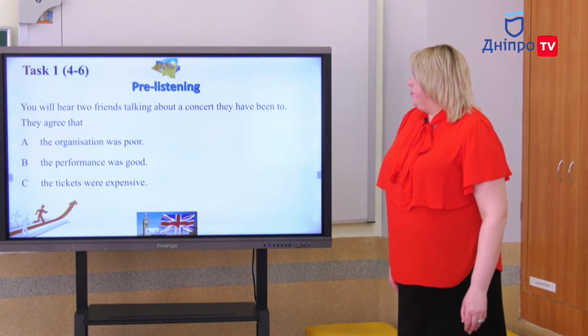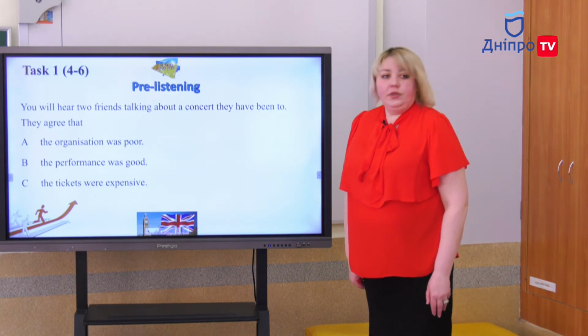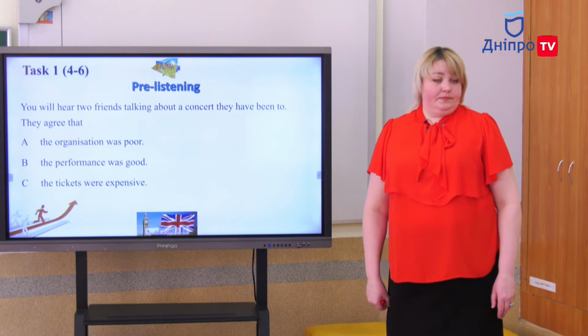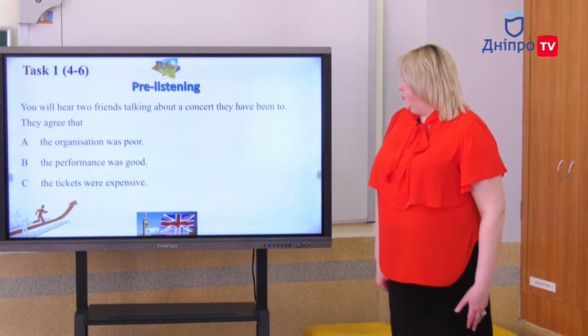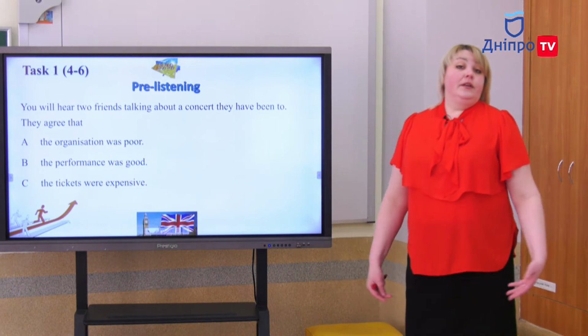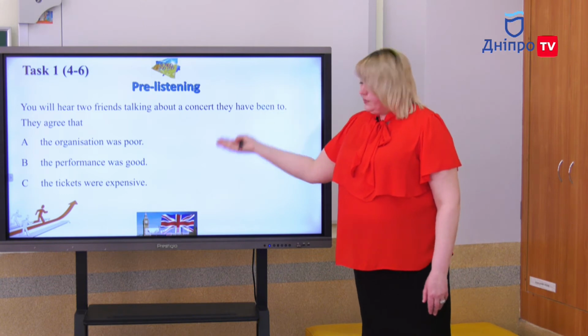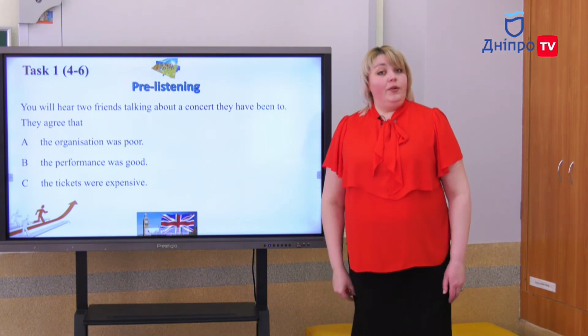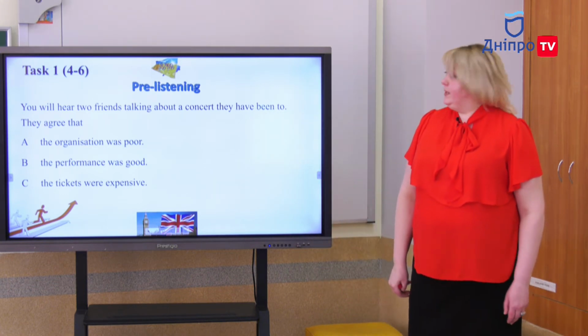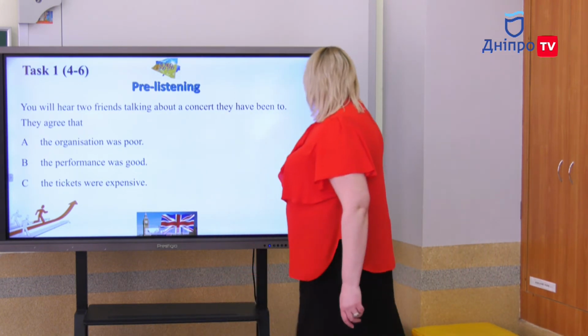You will hear 2 friends talking about a concert they have been to. They agreed that the organization was poor, the performance was good, the tickets were expensive. Rule number 1, read the instruction, done. Read the task, done. Now let's pay attention to key words. Where are the key words? And they are here.